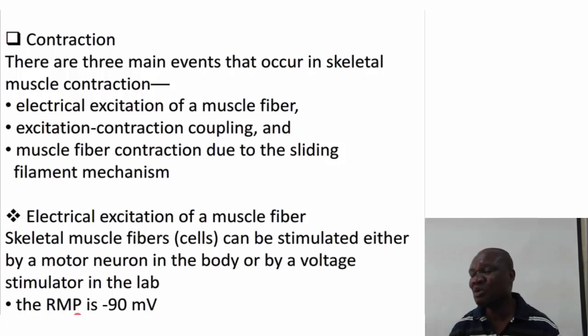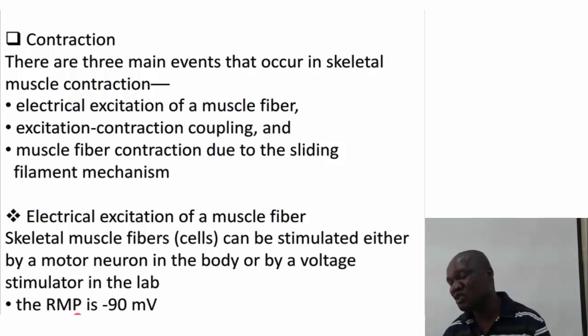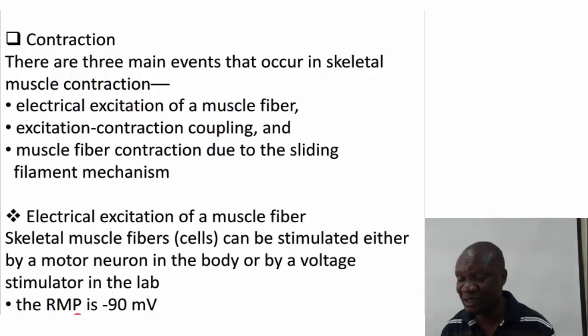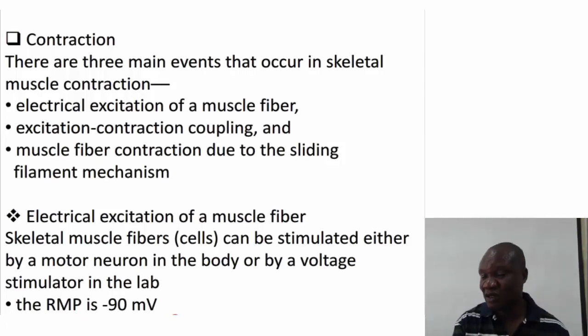Now, the action potential of skeletal muscle is just like in the nervous system. When it's stimulated, there's opening of voltage-gated sodium channels, there's influx of sodium ions, and we get reversal of polarity. Then we have repolarization. And I don't need to talk about this since I talked about it last week.